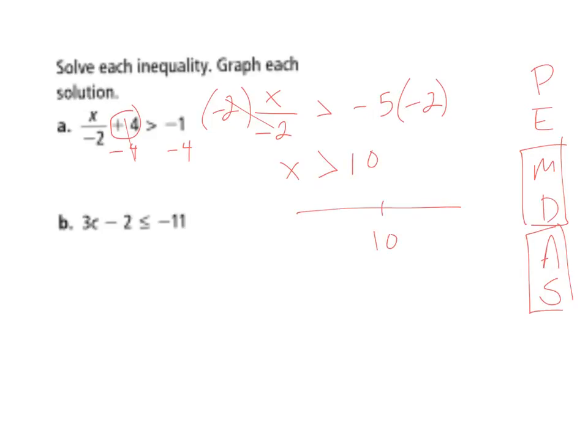My target is 10. Over to the right, I've got 11. To the left, I've got 9. Open circle to the right. All numbers greater than 10.